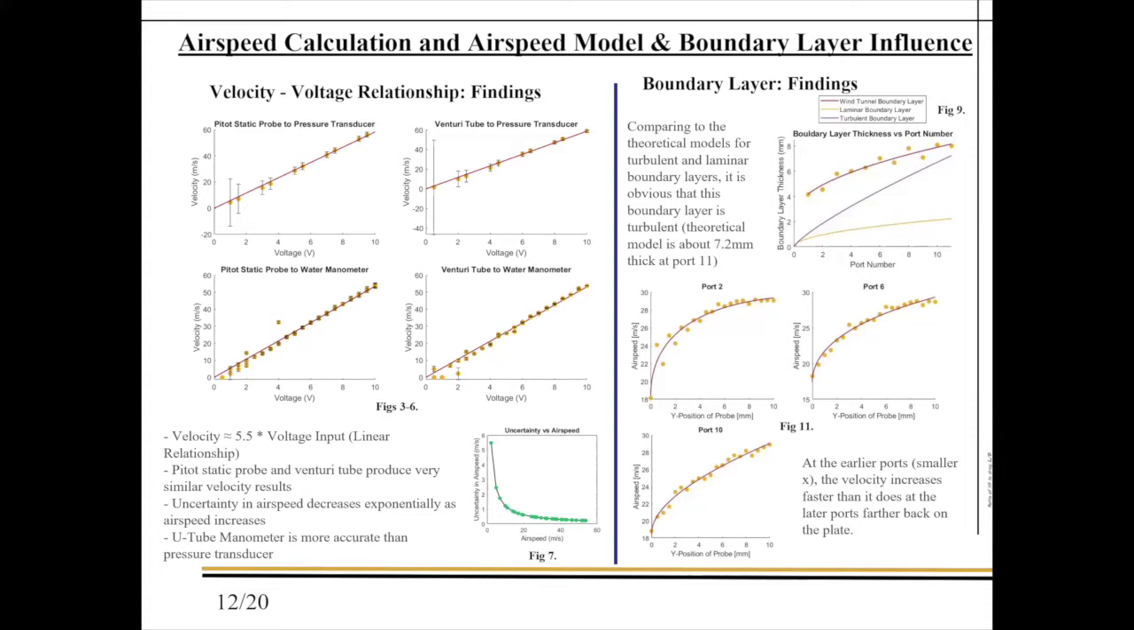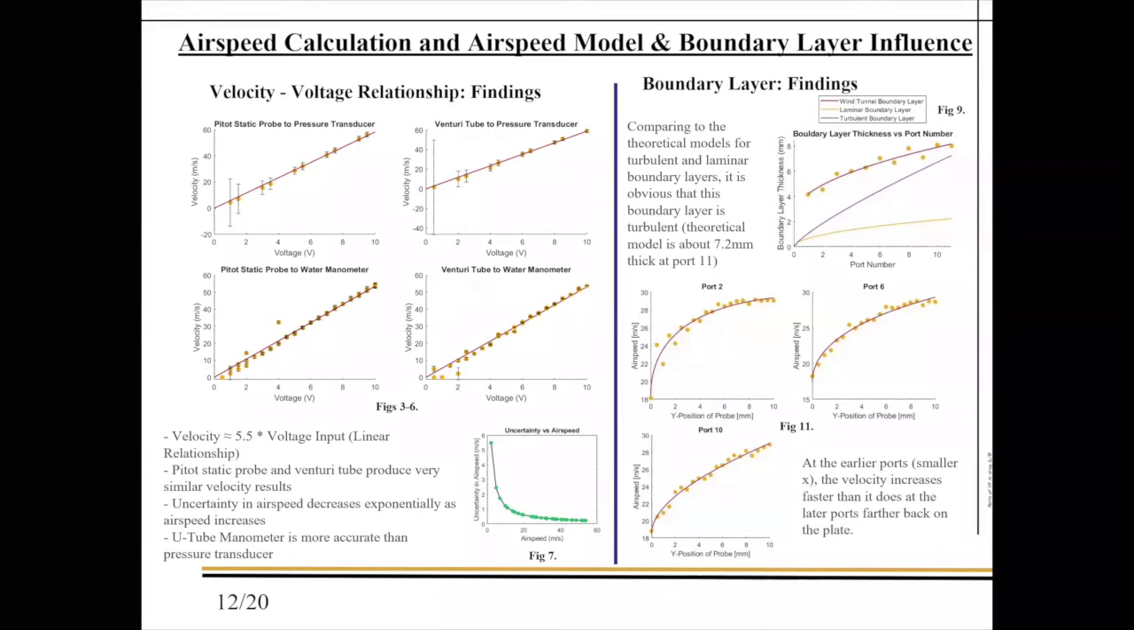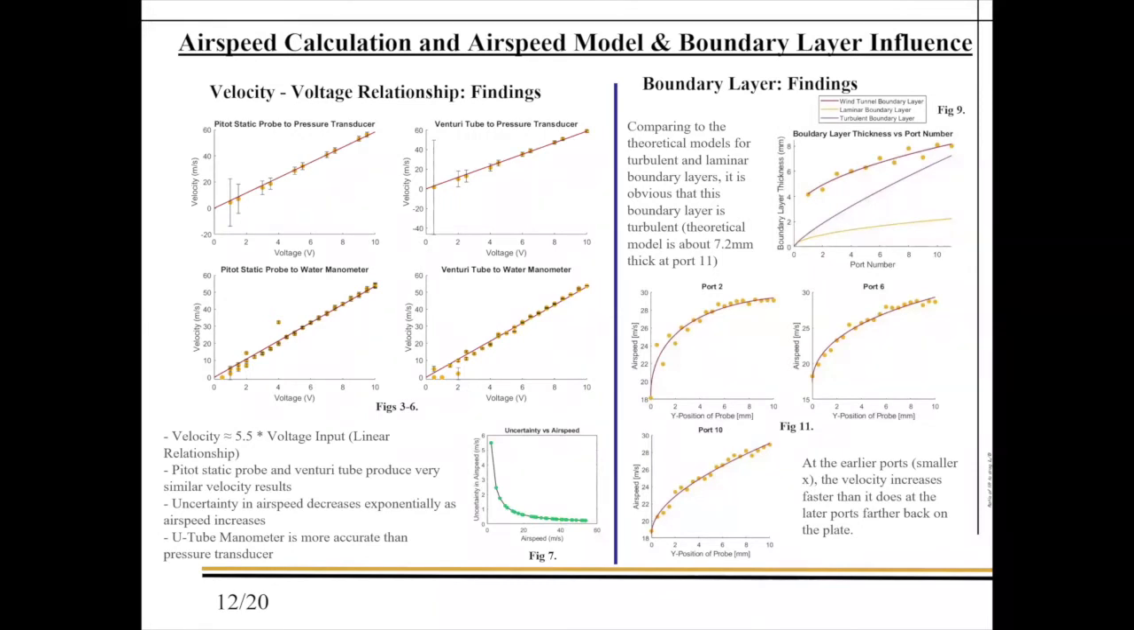For this section, airspeed measurements were calculated at various X and Y locations around a flat plate in the wind tunnel, along with free stream velocity. We plotted the airspeed versus Y location, or distance above the flat plate, for various port numbers, or X positions, and this is shown in figure 11. It shows that at an earlier port number, velocity increases faster as you move away from the flat plate than it does at ports farther back.